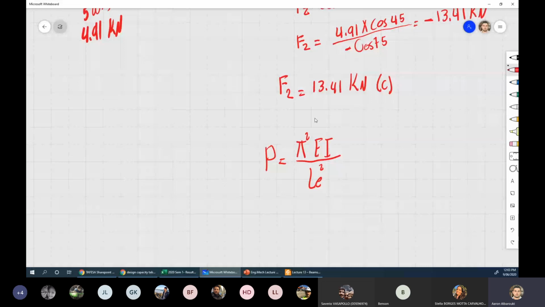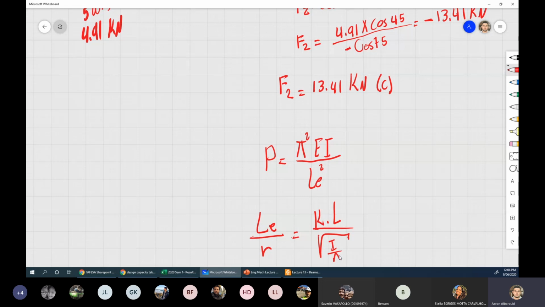In theory, to start with, we have to check first of all if our LE on r is within the right range. For this particular example, it may or may not be. I'm not being too fussed about it, but in the exam, please do that. I will ask you specifically to check if Euler's equation will apply. To know if we can apply this, we have to check the slenderness ratio, LE on r, which should be in the right range. LE equals K times L for a column. r is the square root of I on A. We need to find the values of K, I, and A.